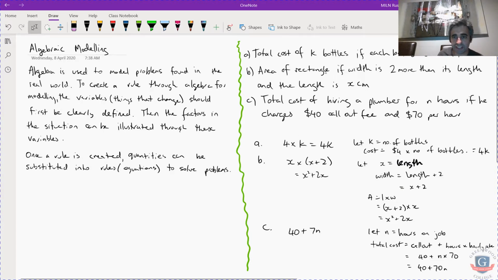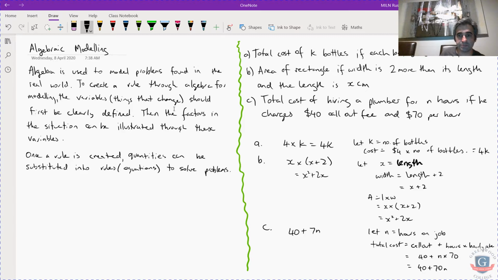Now, it wants the area of a rectangle. Well, the area of a rectangle we know is length times width. So the length is x times by the width, which is x plus 2. And this is an expanding the bracket problem. X times x is x squared. X times 2 is 2x. And that gives us the area of a rectangle if the width is 2 more than the length.